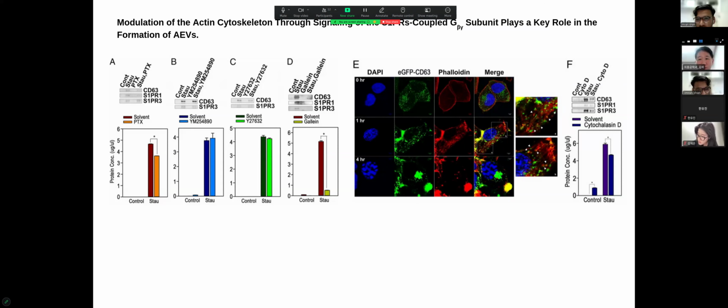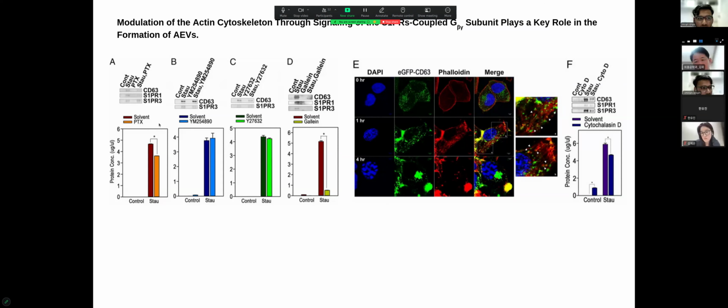Hence, the sphingosine 1-phosphate receptors are G protein coupled receptors. Multiple G protein coupled receptor inhibitors were tried to find out which subunit of the G protein is involved in the release of AEVs, and for that, one inhibitor was pertussis toxin, which is for G alpha i.